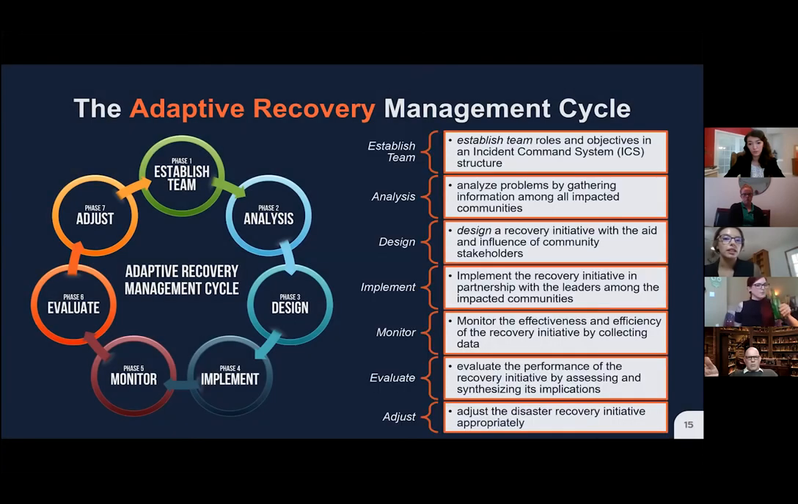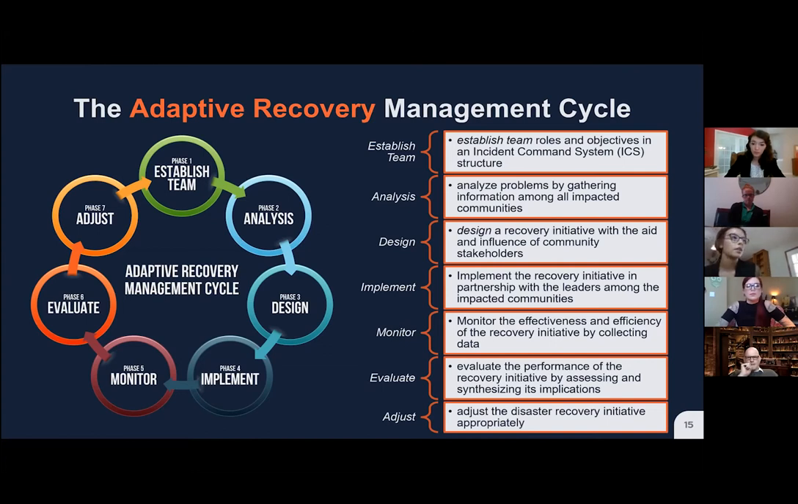Going into the different phases of the adaptive recovery management cycle, the purpose of establishing a team as the initial action is to determine team roles, responsibilities, and priorities. This will create a well-structured process of recovery problem solving. I utilized the incident command structure because it's well known in the field of emergency management and therefore can be widely applied.